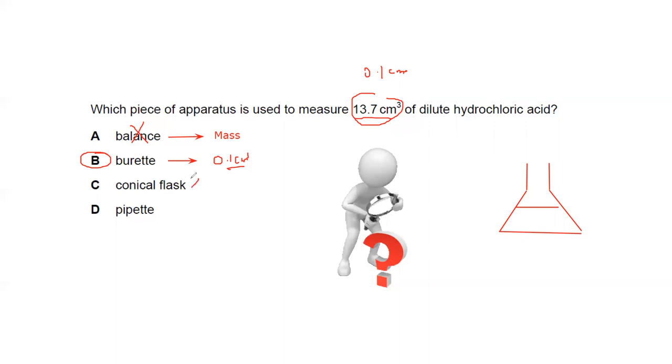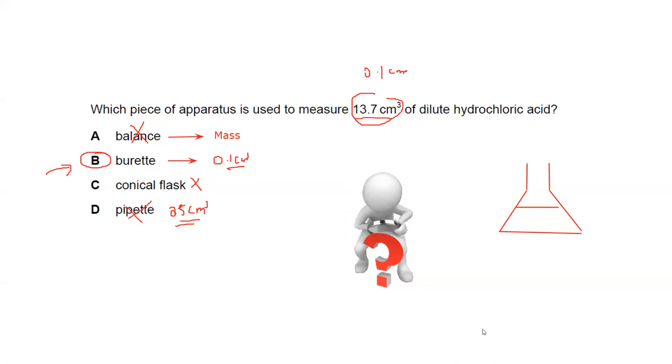And a pipette, why can it not be pipette? Because it can only measure an accurate volume of 25 cm cube. That's why it cannot be pipette. So B is the right answer for this. Is it clear to everyone?